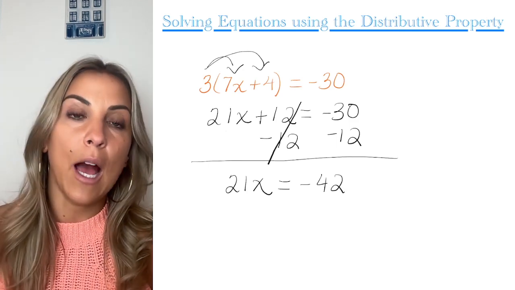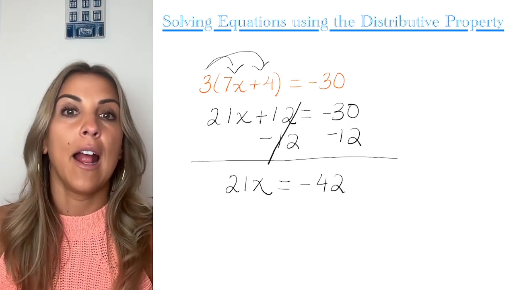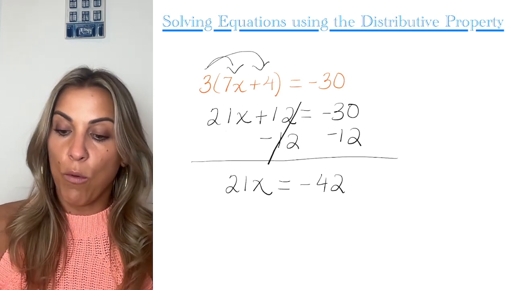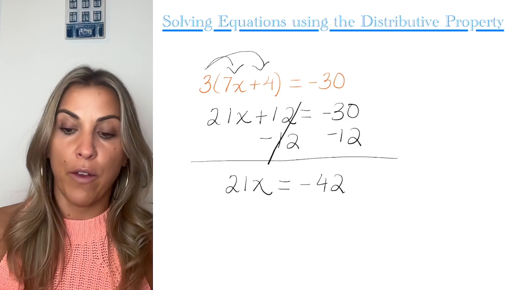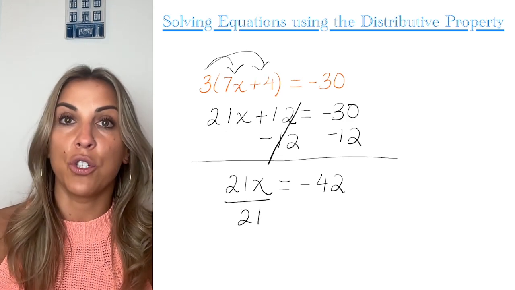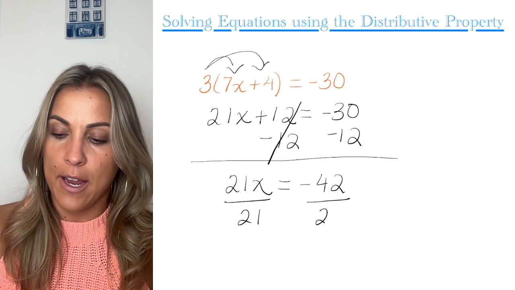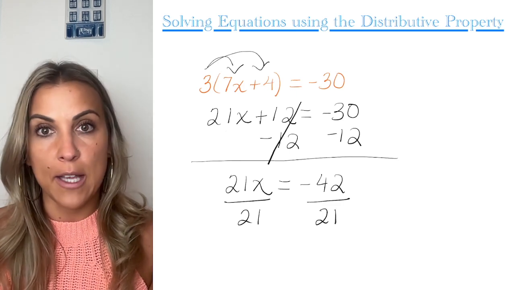So as you can see, I'm one step closer to getting that x by itself. It now only has that 21 in front of it. So that 21 is what we call a coefficient. It's the number that's being multiplied by the variable. So what we're going to do is the inverse operation, which is to divide by 21. I'm indicating division with a fraction bar. So we're dividing by 21 on both sides.